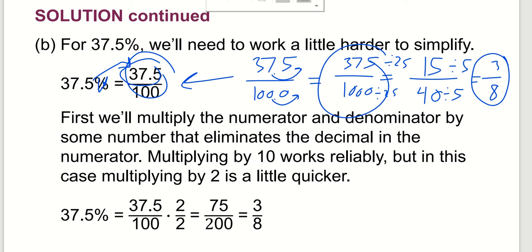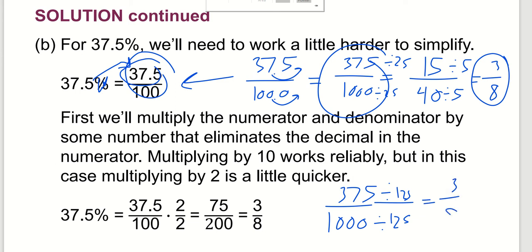I would also see now that the GCF of these two would have been 125. So if you wanted to do this directly, the greatest common divisor of these two is 125. 125 goes into 375 3 times, and 125 would have divided into 1,000 8 times.